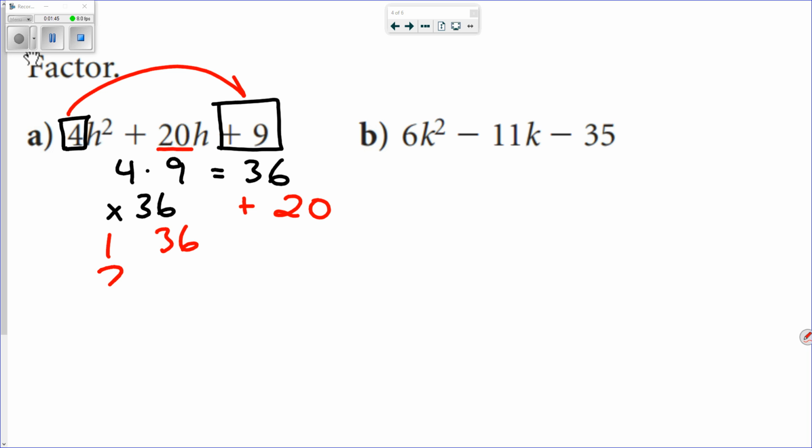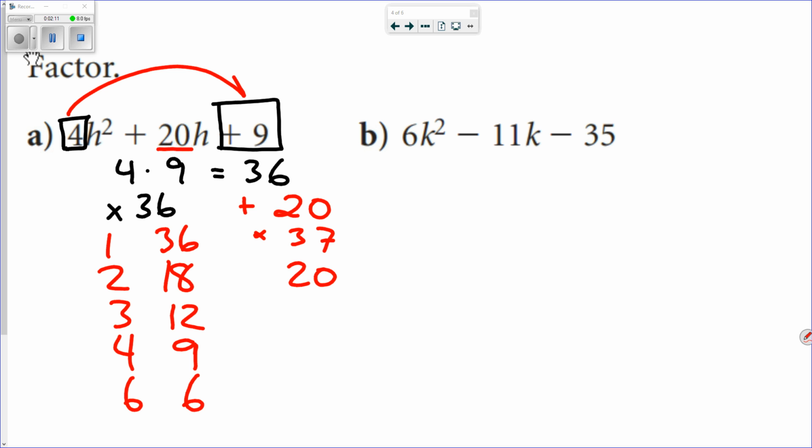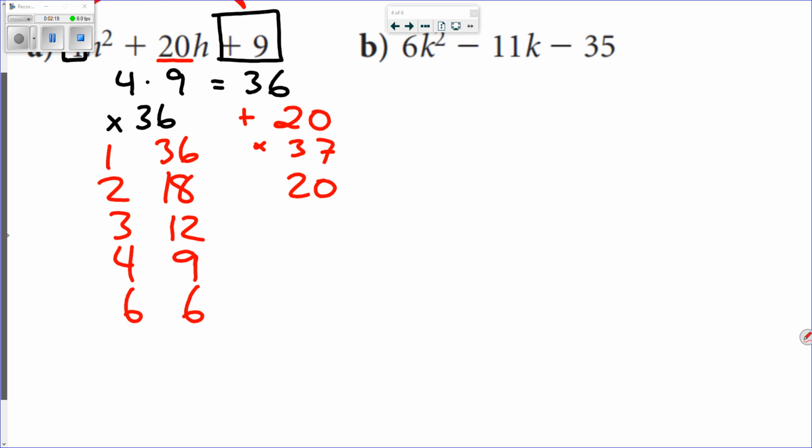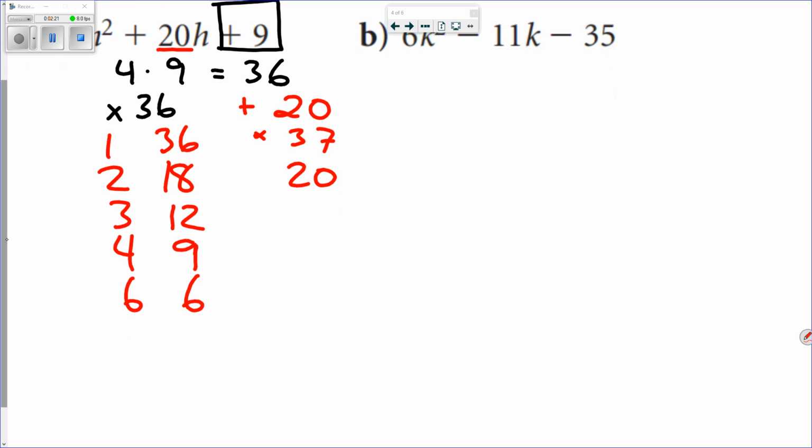So 1 and 36, 2 and 18, 3 and 12, 4 and 9, 6 and 6. Now we have to find the set of factors that adds to 20. So we add 1 and 36, well that's 37. Oh, 2 and 18, that makes 20. So now what we have to do is rewrite our expression.